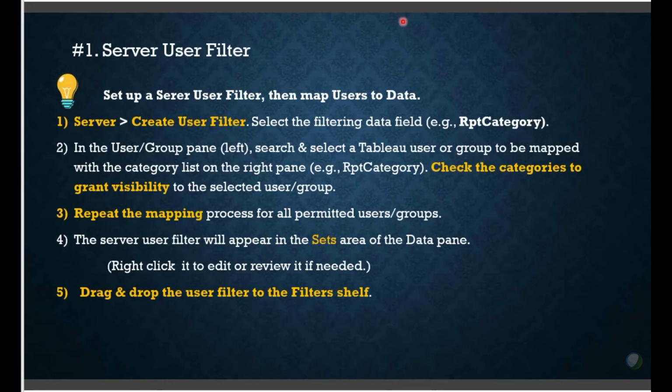Solution number one is a server user filter. The idea is to set up a server user filter that maps the user to the data. So we use the server user and repeat the mapping process to map the user to what they should see. Then we put this user filter on the filter shelf.